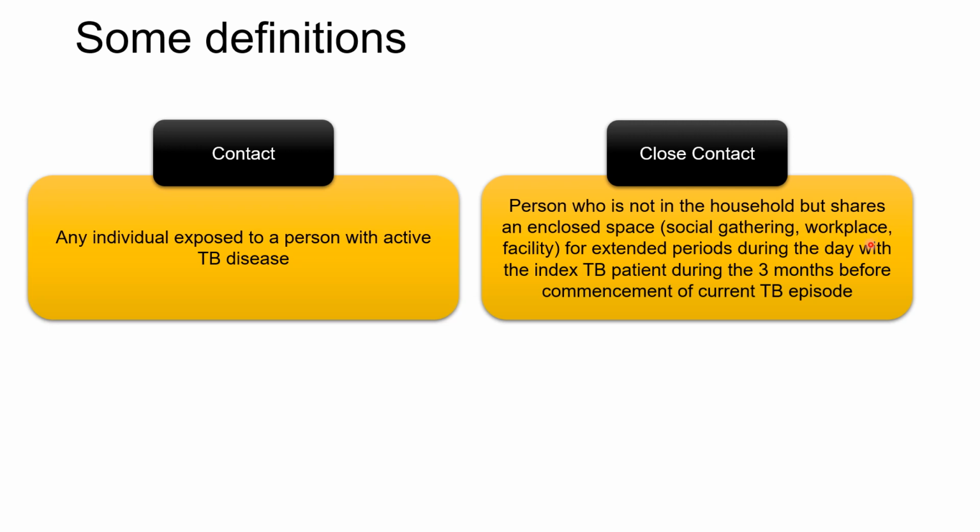A social gathering, a workplace or any facility for extended periods during the day with the index TB patient during the 3 months before commencement of current TB episode. That means suppose a patient has come to you with symptoms suggestive of tuberculosis, and in the last 3 months he has been in contact with another person who is a known or diagnosed case of tuberculosis, with whom this person has shared increased amounts of time or extended periods of time in an enclosed space. That person will be considered a close contact.